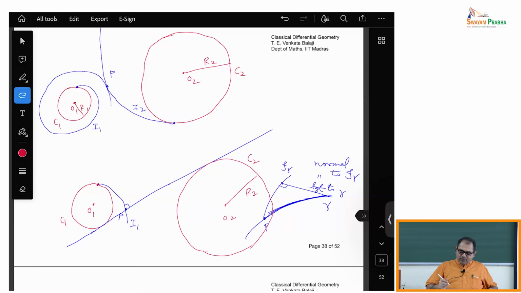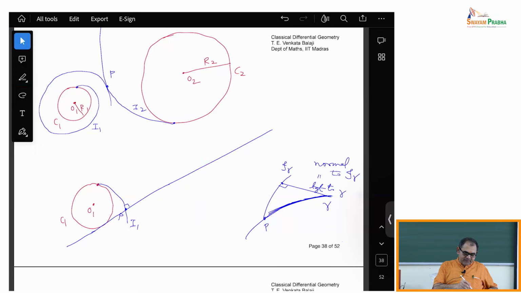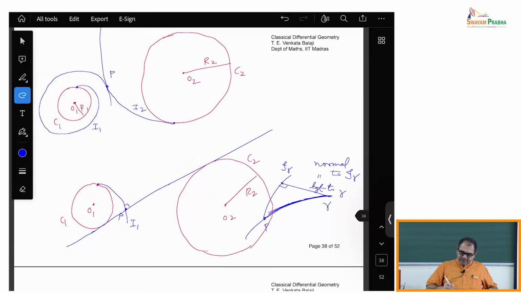And then what will happen is that for this circle, if you draw an involute so that it hits at P, so how do I draw it? I draw something like this.